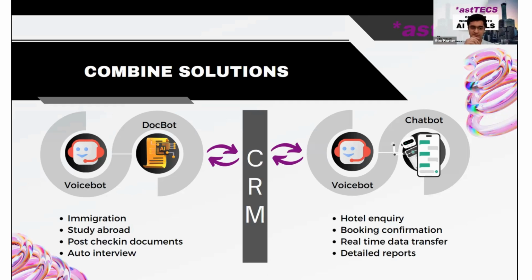So taking one of those processes, say immigration. Say for example, someone is going abroad, they can always call a number and say, I want to apply for a visa to Italy.